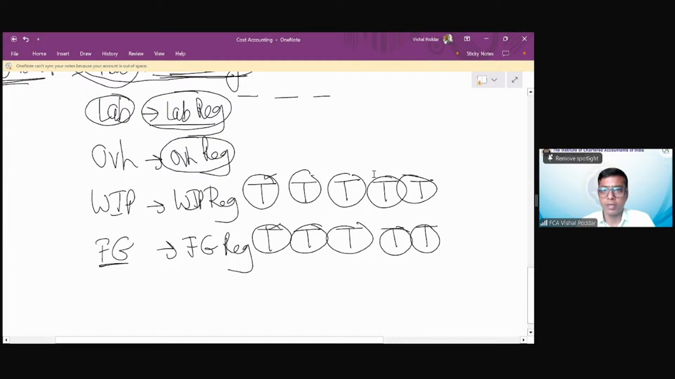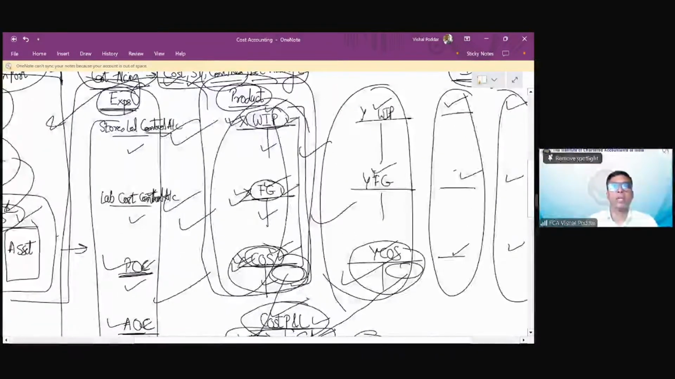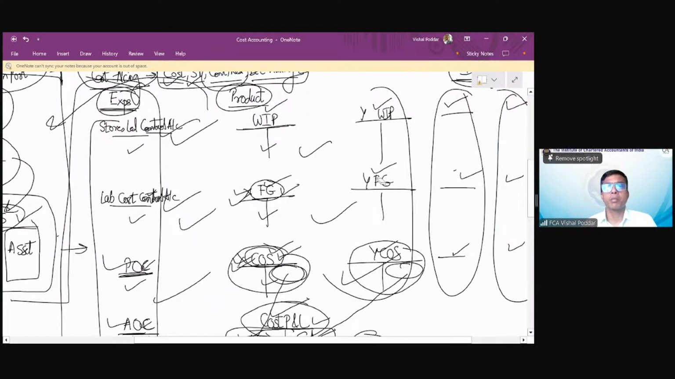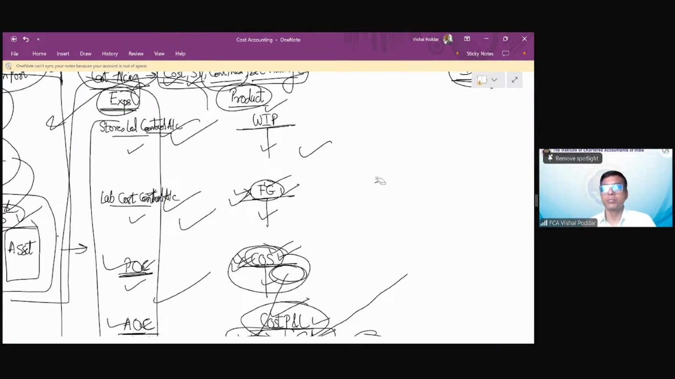And again, here in my cost ledger, I will have one single WIP account which will be the summary of all WIP accounts of all products. For individual products, you'll have to go to the register. Here, the summary of all products will be in one place. So we call this the WIP control, finished goods control.